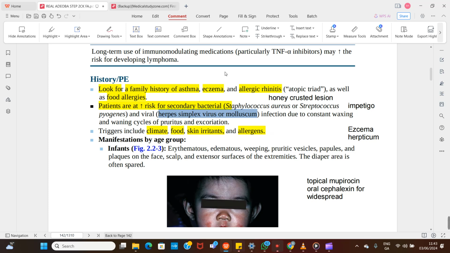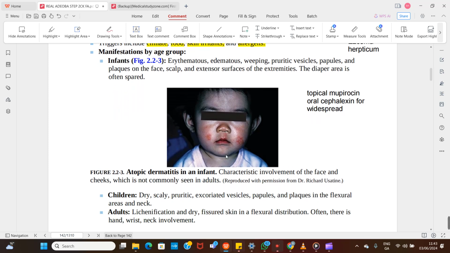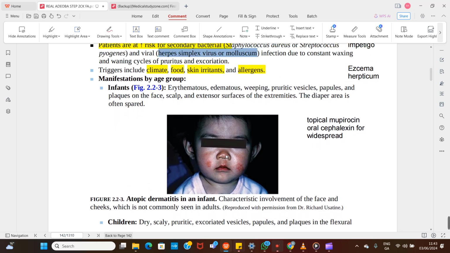So, what are the manifestations? This is the most important part, and the manifestation depends on the age. The manifestation depends on the what? The age. So, if it's an infant or young person, it's usually confined to the face and the extensor surface of the body.